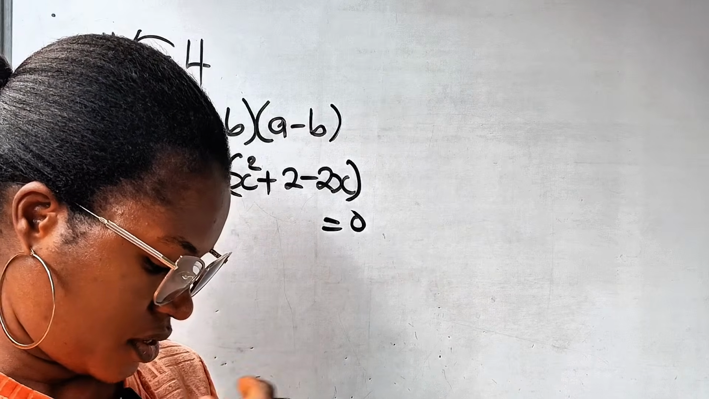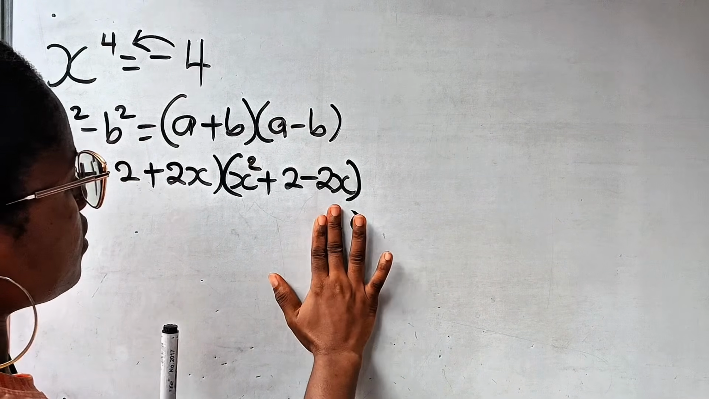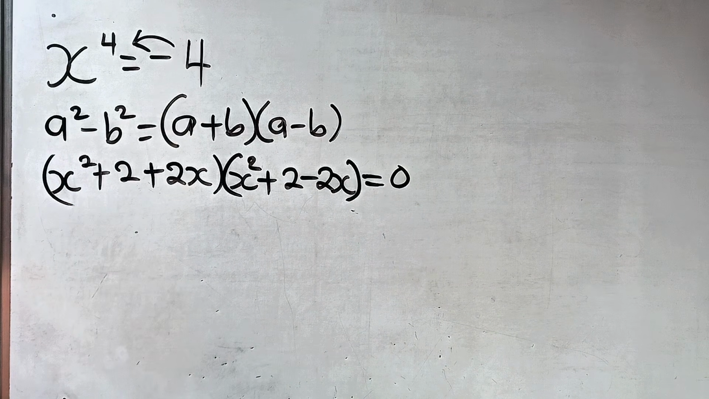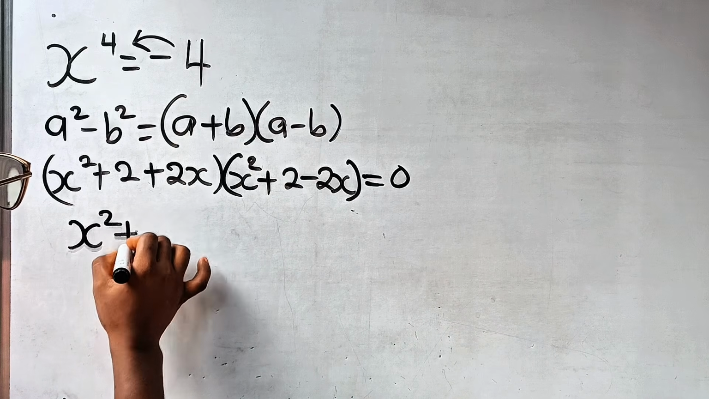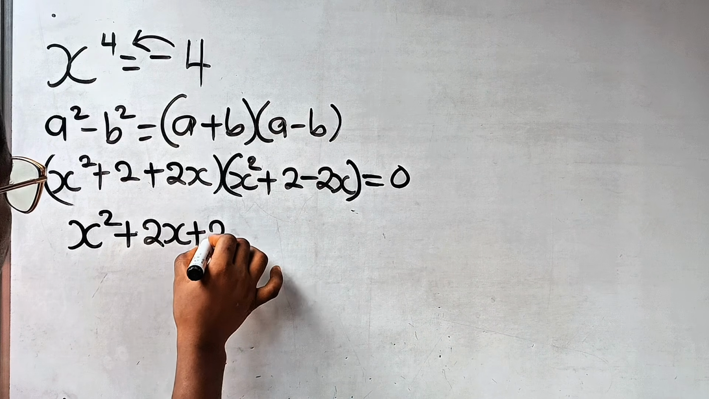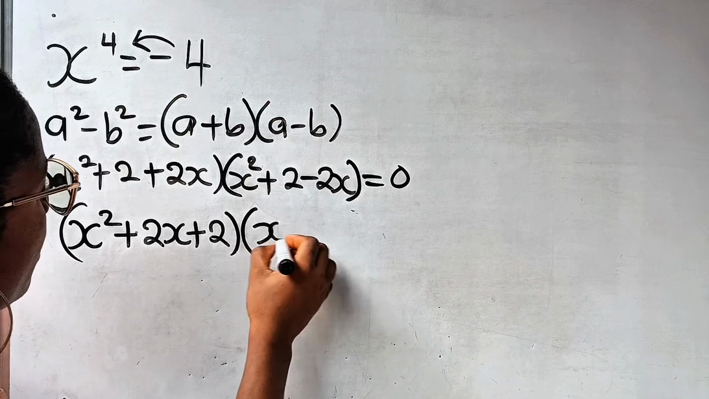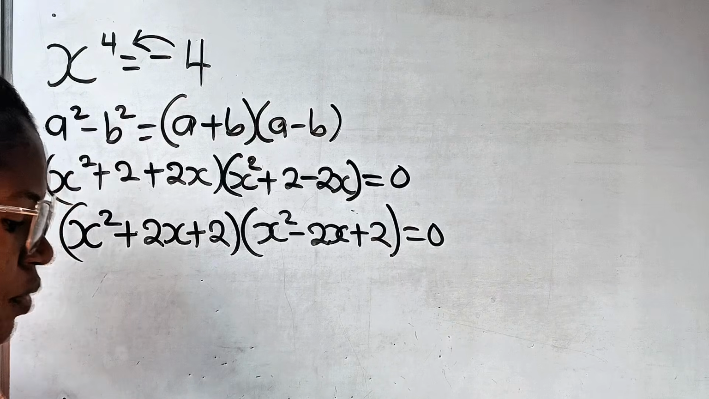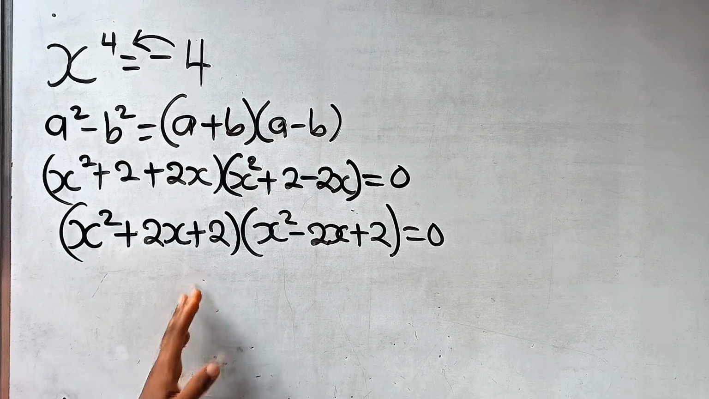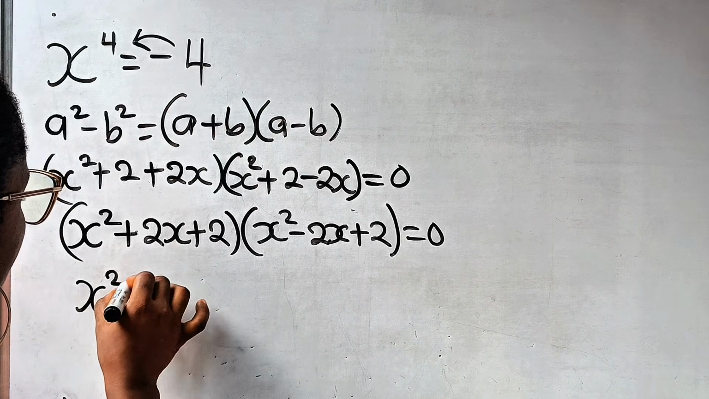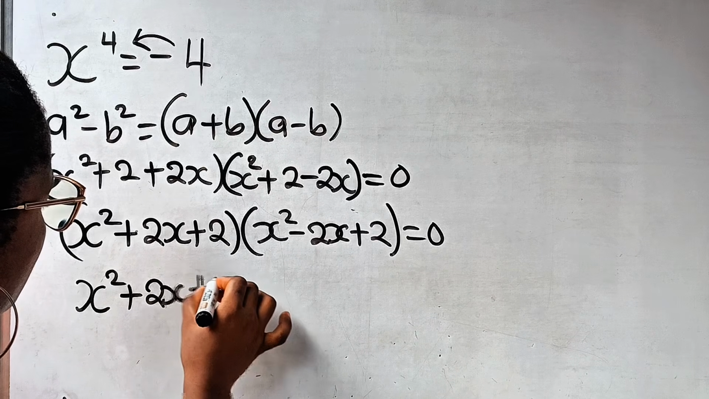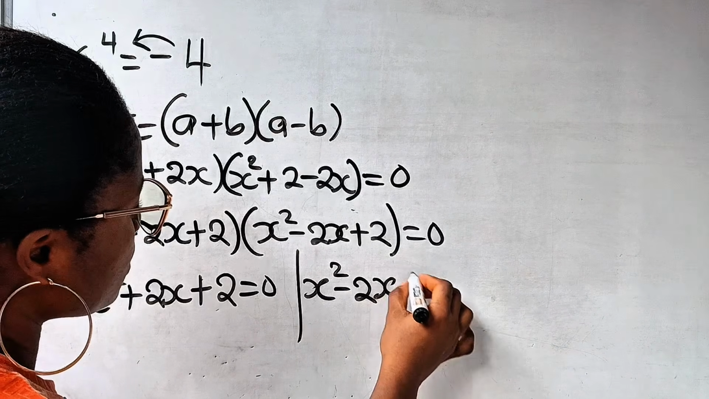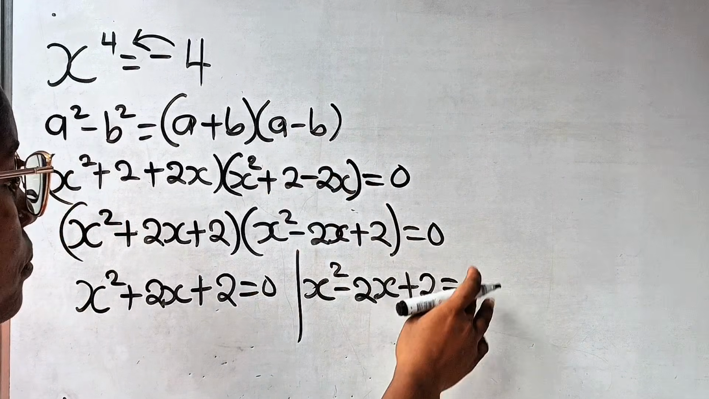I want to check if this is still on. All right, so this is equal to 0. Okay, so let's rearrange this. We have x squared plus 2x plus 2 multiplied by x squared minus 2x plus 2 is equal to 0. Now, when you have something like this, it simply means that either x squared plus 2x plus 2 is equal to 0, or x squared minus 2x plus 2 is equal to 0.